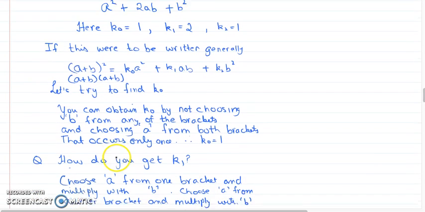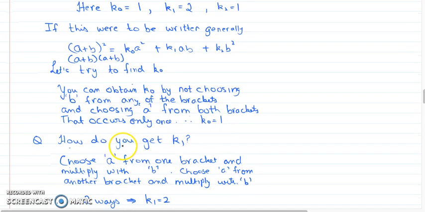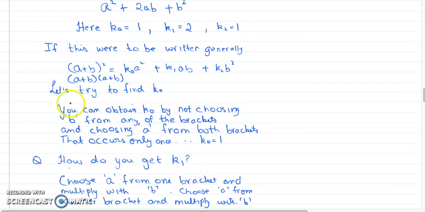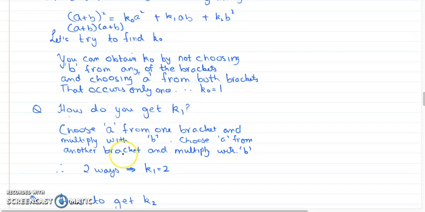And you'll have examples of when you have 2 or 3 at the front as well. But this is interesting. K1: what happens when you choose a from one bracket and multiply it with b from another bracket? How many ways can you do that? You can do it in 2 ways. You can either multiply this a with the b from the other bracket, or multiply the b from this bracket with an a from the other bracket. There are 2 combinations that are possible. So that's why k1 would be 2.